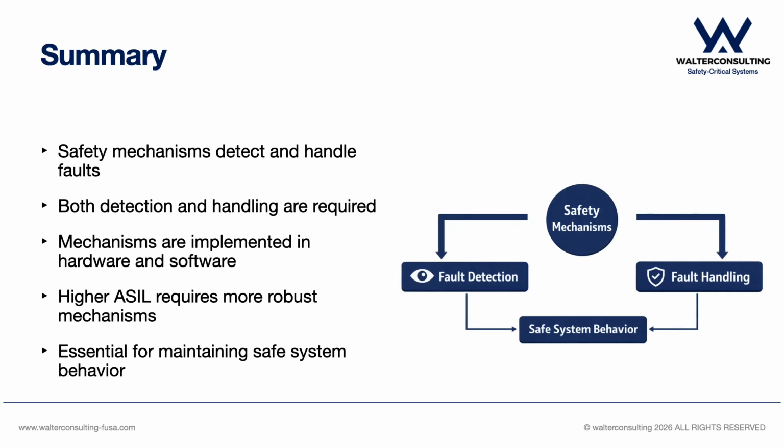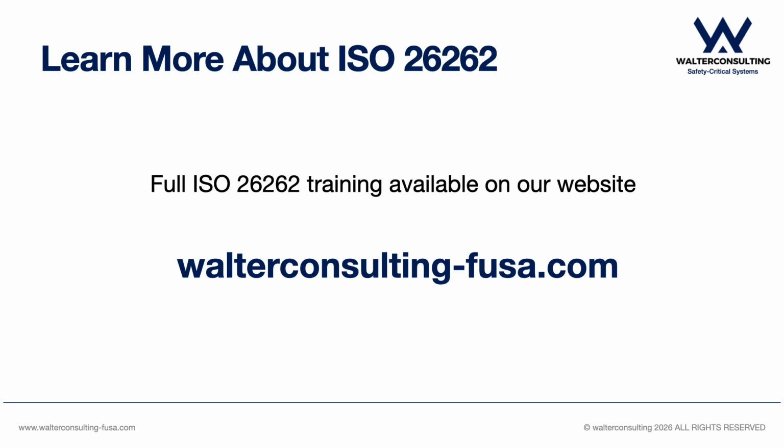Let's summarize the key points. Safety mechanisms are used to detect and handle faults in a system. Both detection and handling are required to ensure safety. These mechanisms are implemented in both hardware and software. As ASIL levels increase, the need for robust safety mechanisms also increases, and they are essential to maintain safe system behavior under all conditions.